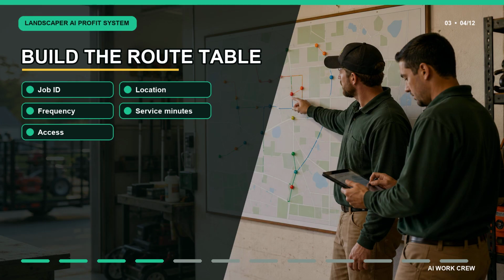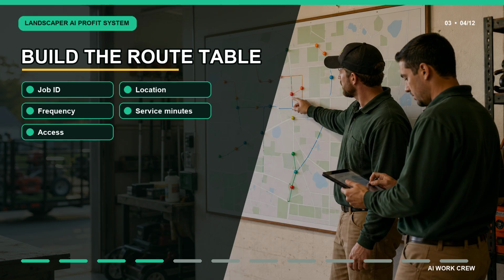Create one row per recurring property. Include a customer or job ID, general location or mapped coordinate, service frequency, typical on-site minutes, approved service day or day range, access window, crew or equipment needs, and important restrictions. Keep the full address in your secure operating system. Share only what an approved AI tool and the task require.